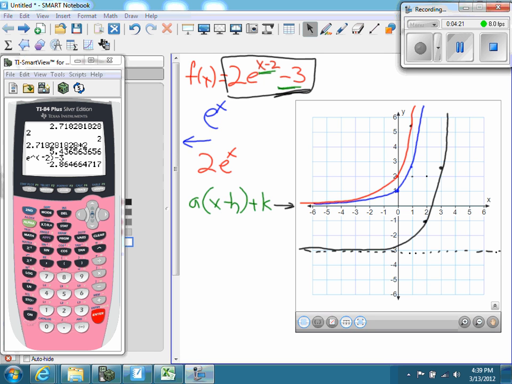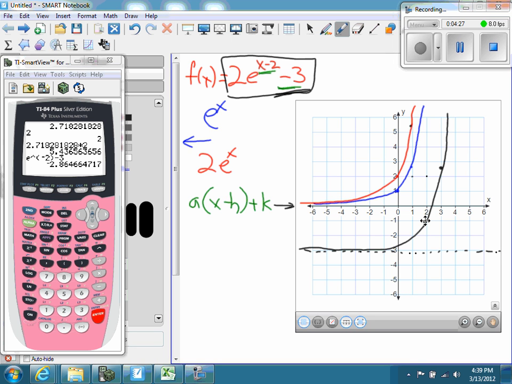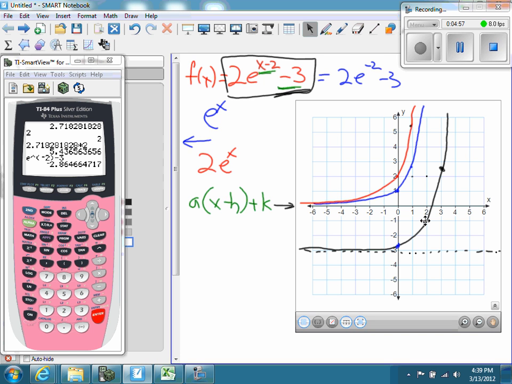Just one more thing to add. I'm only going to require that you label 2 points, so those would be the 2 points that you would label. But you can see that it's going to cross my y-axis right here. Just to check yourself, you might want to put it into your calculator, where x is equal to 0. Then this would be equal to 2e to the negative 2, minus 3. I just plug that into my calculator.